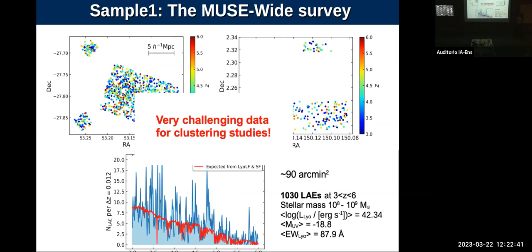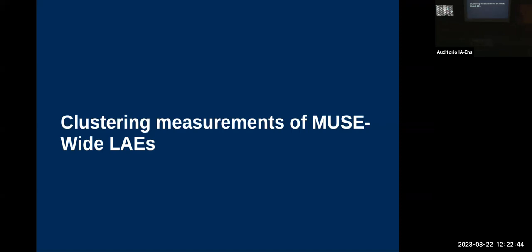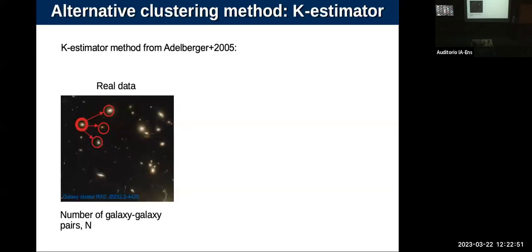So ideally, we would want a method that exploits that redshift distribution rather than the spatial distribution of MUSE. And this is why we are following a different method. We follow the K-estimator that was presented already in 2005, but the idea is pretty similar to the two-point correlation function. The idea is also about counting pairs of galaxies in your real data, but in this case, we will not need a random sample. All the clustering information, we are going to obtain from the real sample of galaxies.